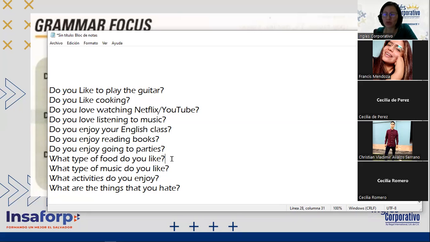What type of music do you like? Oh, I like pop, right? Pop music. Oh, and who is your favorite singer? Ah, my favorite singer is... What activities do you enjoy? Oh, I enjoy reading books. I enjoy watching TV. I enjoy exercising, etc. Right? Acuérdese que después de enjoy sigue un gerundio, ¿verdad?